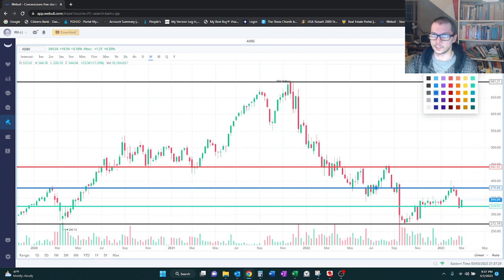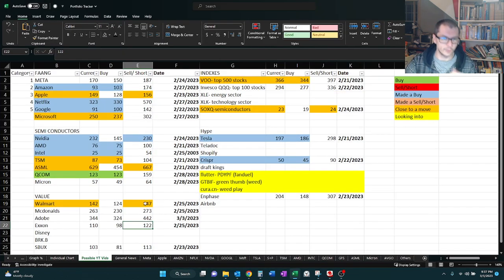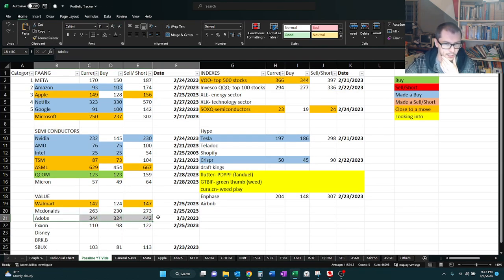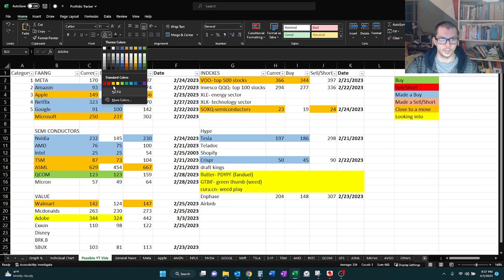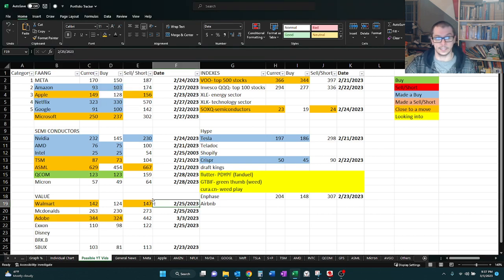I like where it's at, so I'll save this. This is ADBE, that's Adobe's symbol. If we go over here to our tracker, Adobe's down here. I plugged in its current value, its buy point, and its sell point. I would say it's getting close to a buy point. It's not there yet, but it's getting close. So I'm going to mark that one out, and I put in today's date for us.